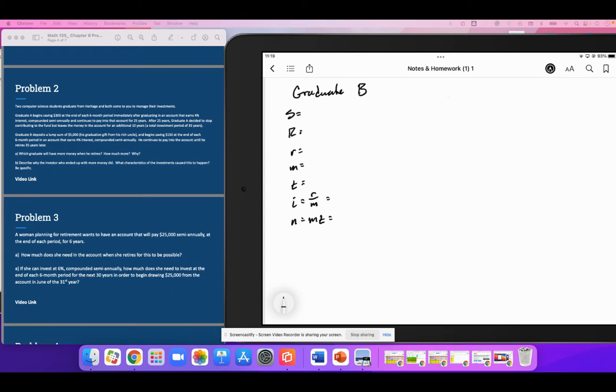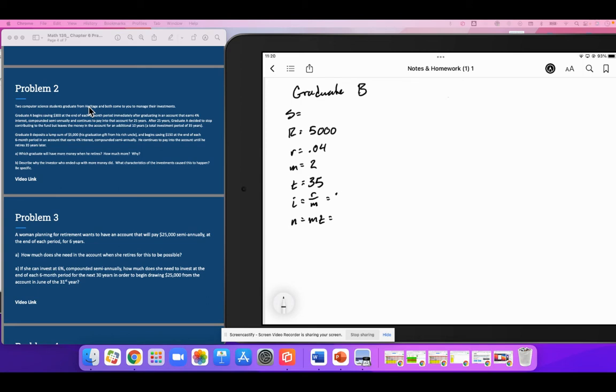So I went ahead and got graduate B set up for us. We can see that graduate B deposits a lump sum of $5,000 into an account. That's going to grow by compound interest because it is a lump sum. So we'll get going with the $5,000. Everything else is the same as it is for graduate A. So the rate is 0.04, compounded semi-annually, and this money is going to be left in the account until he retires 35 years later.